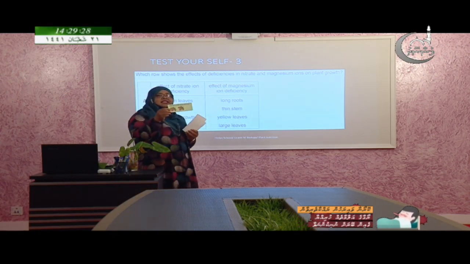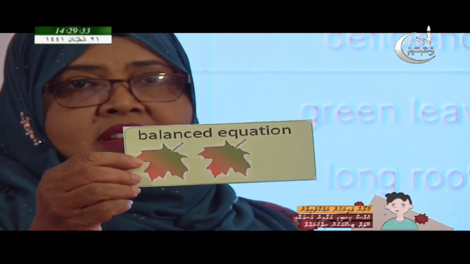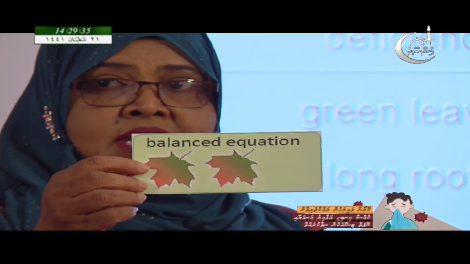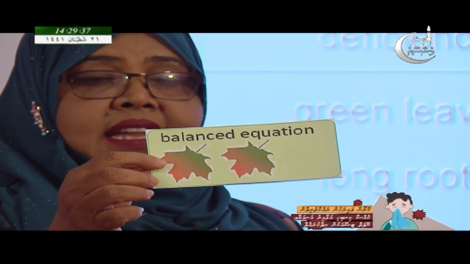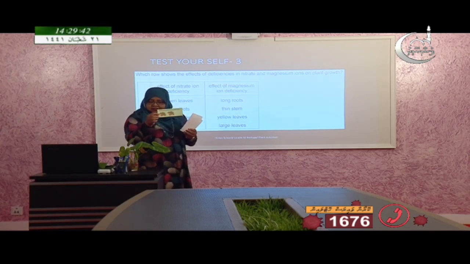It says balanced equation. Anybody? Yes, it should be 6 molecules of carbon dioxide with 6 molecules of water in the presence of light energy and chlorophyll, it gives C6H12O6 plus 6O2.